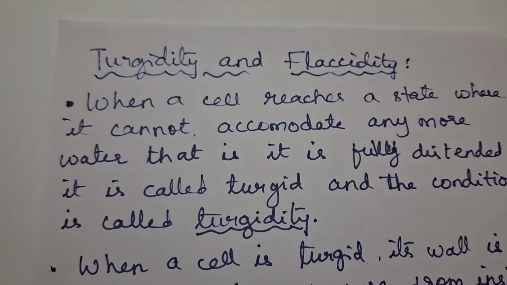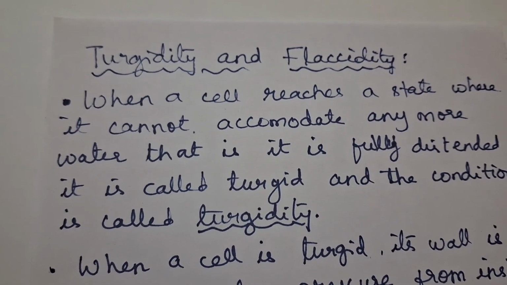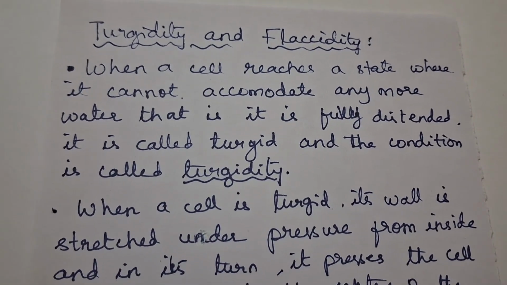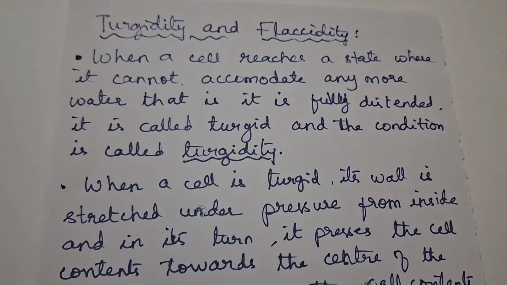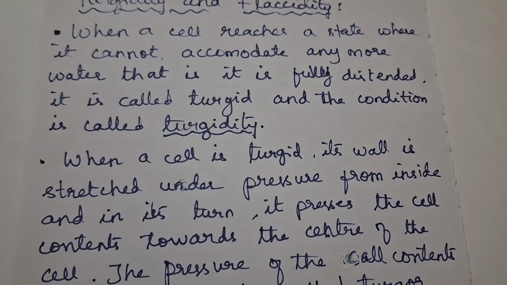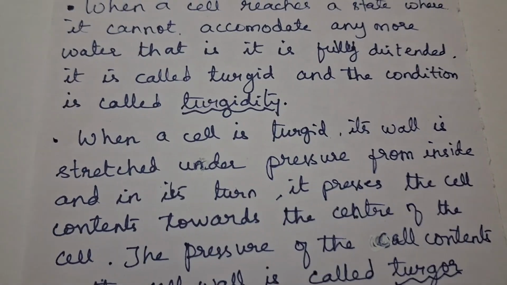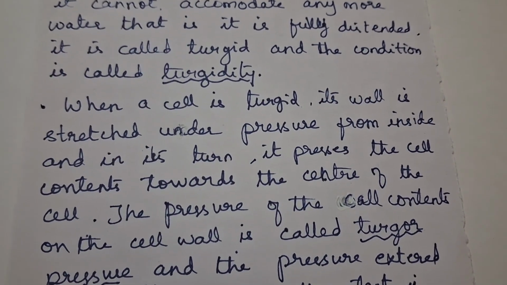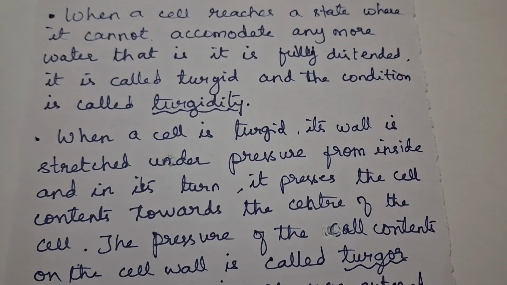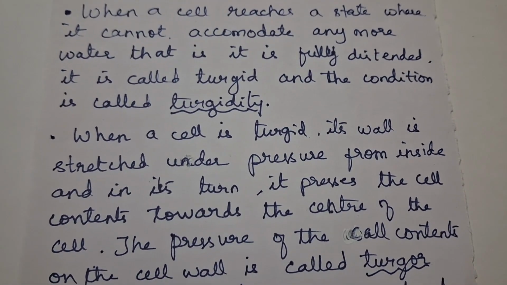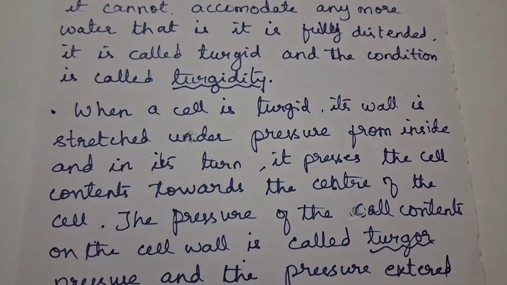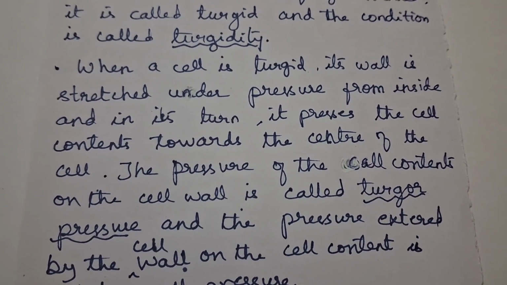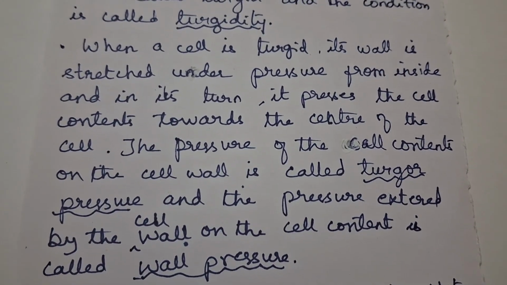The next one is turgidity and flaccidity. When a cell reaches a state where it cannot accommodate any more water, that is, it is fully distended, it is called turgid. When a cell is turgid, its wall is stretched under pressure from the inside and in turn it presses the cell contents towards the center of the cell. The pressure of the cell content on the cell wall is called turgor pressure, and the pressure exerted by the cell wall on the cell content is called wall pressure.